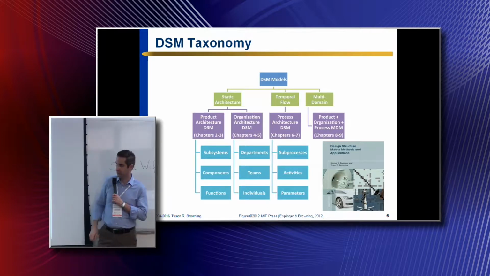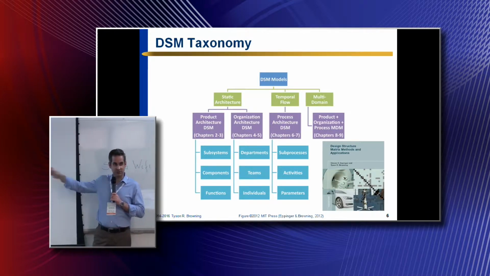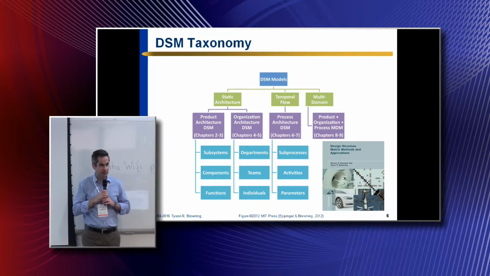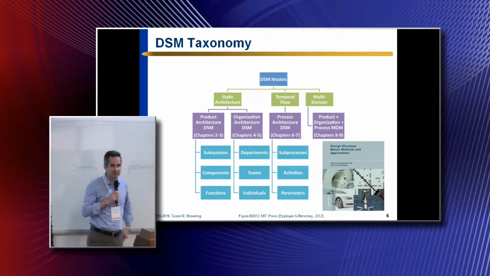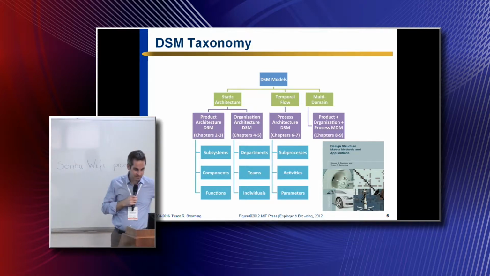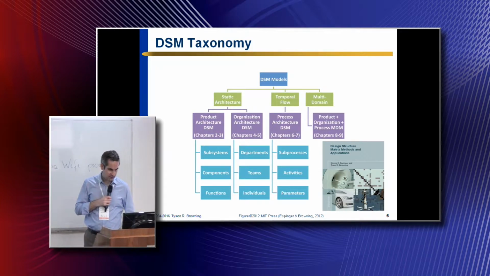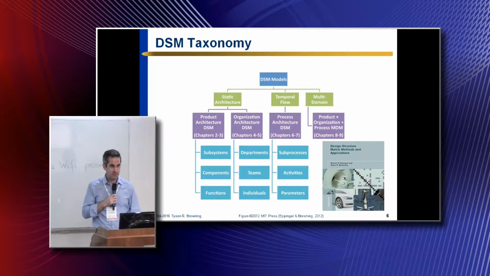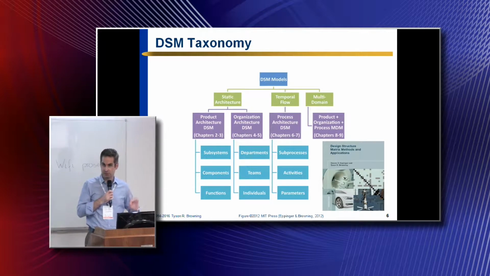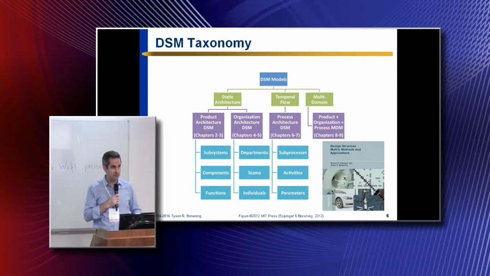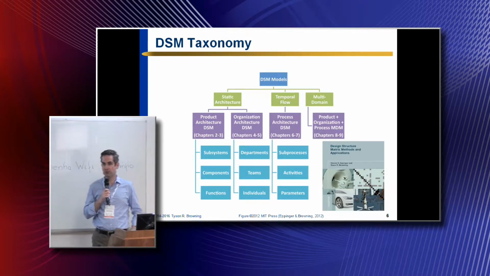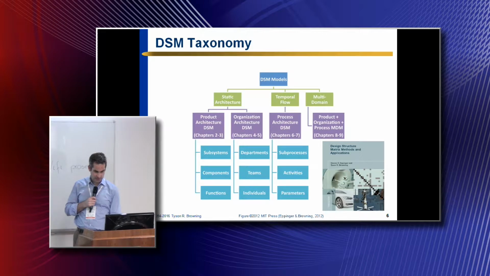Chapter 1, not shown, is a general introduction. Chapter 10, not shown on here, is what the future of DSM possibly looks like, at least as of 4 years ago. So this is kind of the order we're going to use for this tutorial today as well. I'm going to talk about product and then organization and then process DSMs in that order, then mention a few things about DMMs and MDMs.